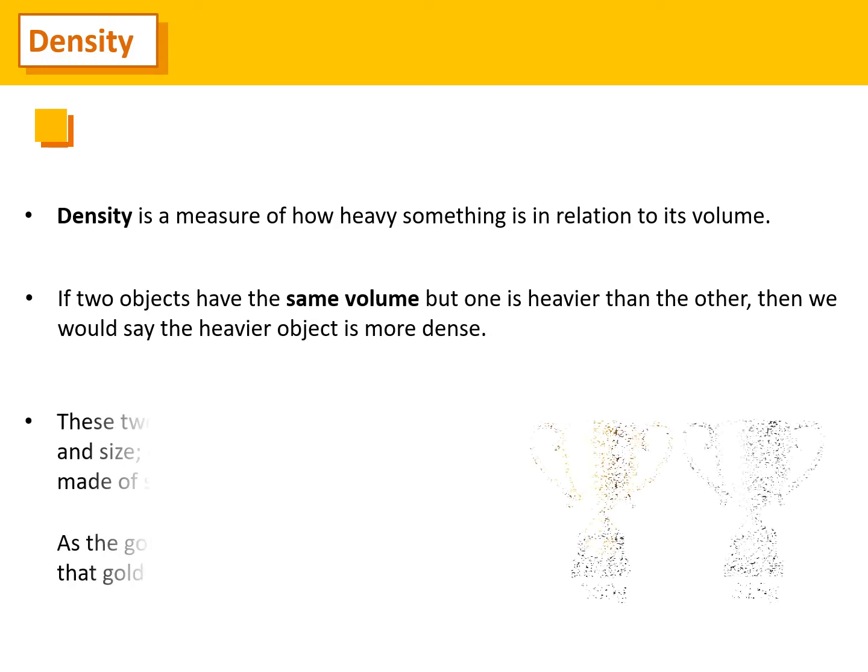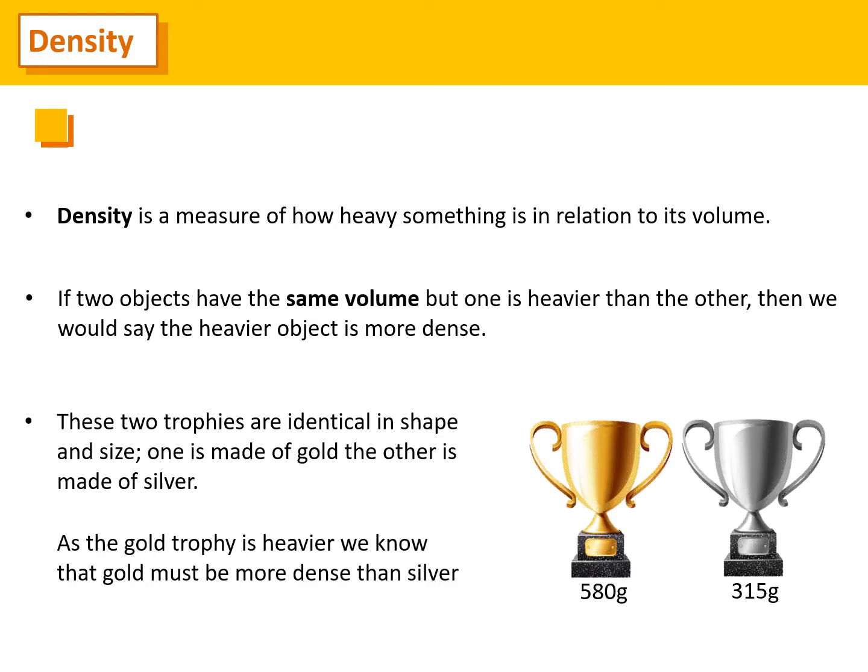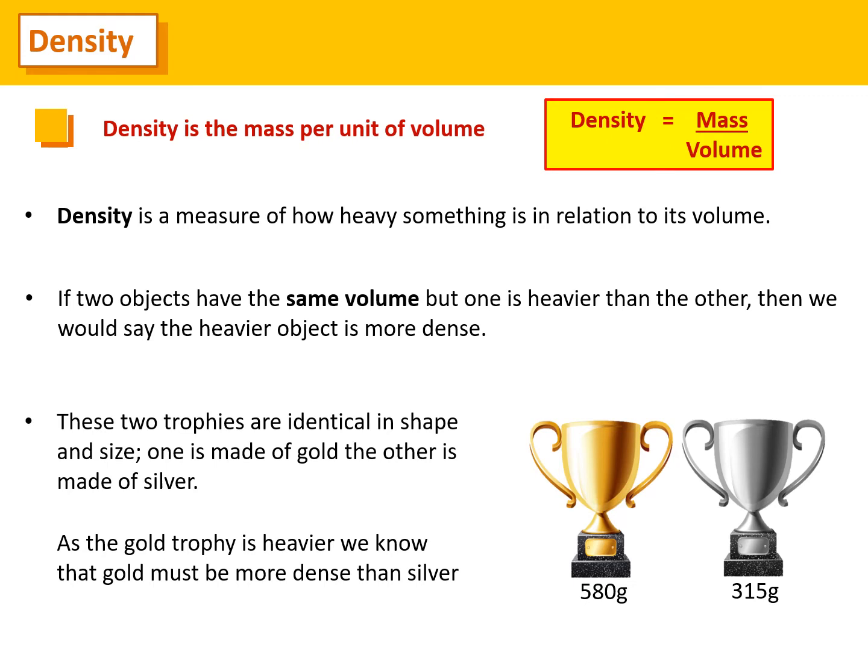In this example, two trophies exactly the same size, exactly the same shape, exactly the same volume. One is heavier than the other, so the gold trophy, being heavier, must be more dense than the silver trophy. And by definition, density is the mass per unit of volume and is measured by the mass of an object divided by its volume.